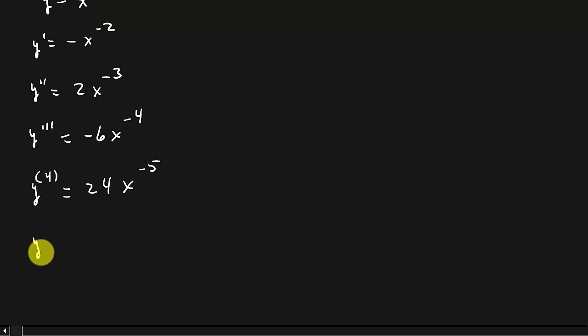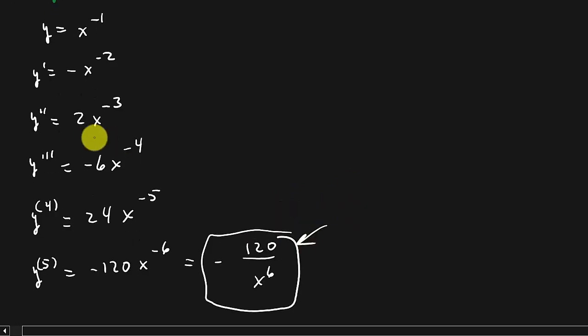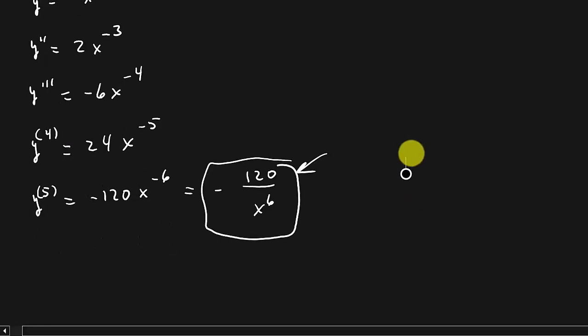And then the fifth derivative, well, let's see, what is 24 times 5? That's 120. So negative 120x to the negative 6. And so the fifth derivative would be negative 120 over x to the 6th. And so this one you would write with the positive exponent. I don't care about these up here because those aren't the answers I'm looking for. So I don't care about rewriting them with positive exponents. I'm just going to write my final answer with a positive exponent.